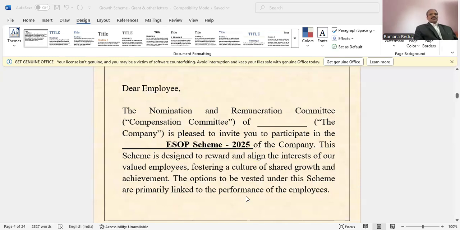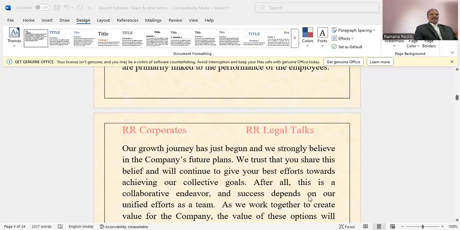The options to be vested under this scheme are primarily linked to the performance of the employees. So the ESOPs we are giving are linked with the performance of the employees. Our growth journey has just begun and we strongly believe in the company's future plans. As it is a startup company, we are drafting this; accordingly, it can be changed. We trust that you share this belief and will continue to give your best efforts towards achieving our collective goals.